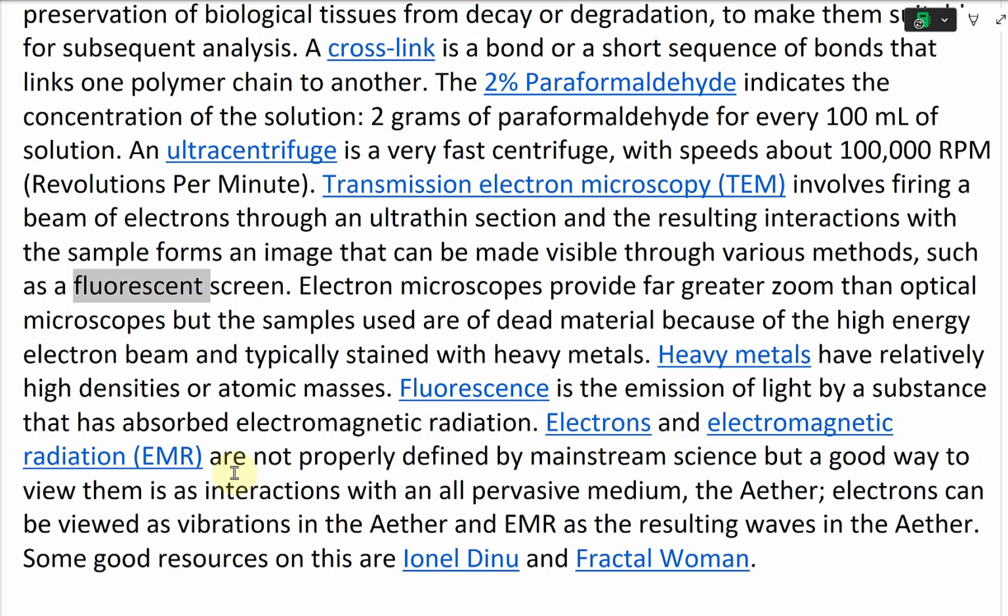And electrons and electromagnetic radiation, EMR, are not properly defined by mainstream science, according to my opinion. But a good way to view them is as interactions with an all-pervasive medium, the ether or the aether. Electrons can be viewed as vibrations in the ether, and EMR as the resulting waves in the ether. So you could think of electrons as vibrations. They have an up and down motion like a puddle, and then the radiation is the resulting waves that radiate from that vibration source in the ether.